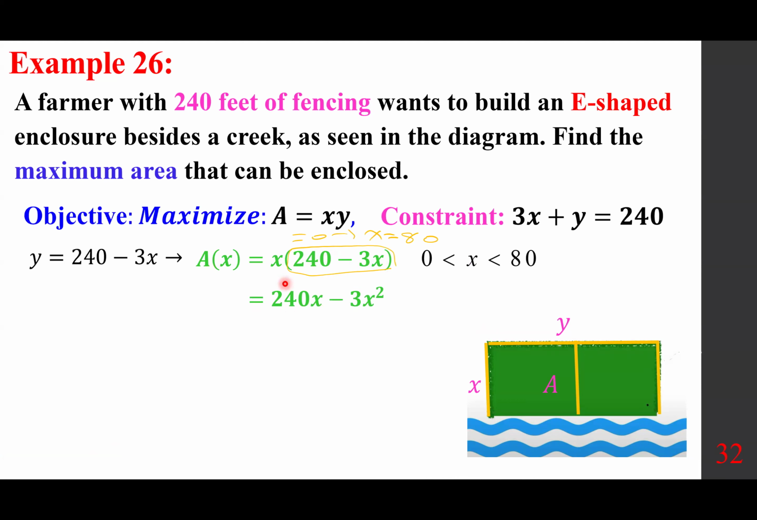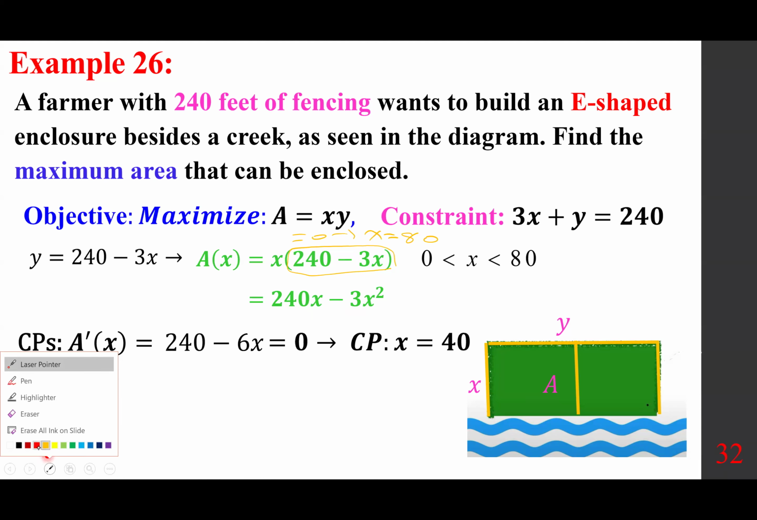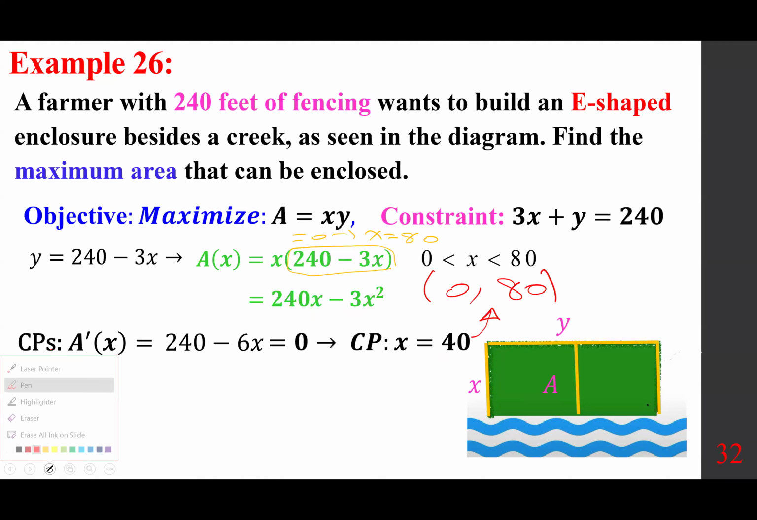And of course, if you distribute the x, it's easier to work with this. So what is A prime? 240 minus 6x. And we want to set it equal to 0, which results in critical point x equals 40. Now, what do we have here? We have an open interval of 0 to 80 with only one critical point. Local becomes absolute. That's the theory.